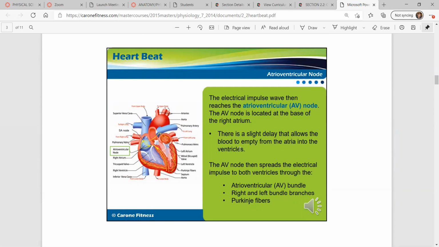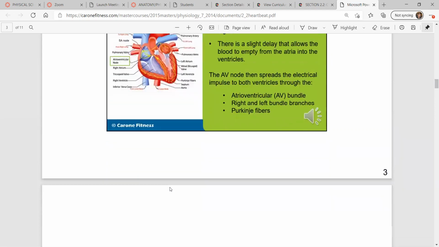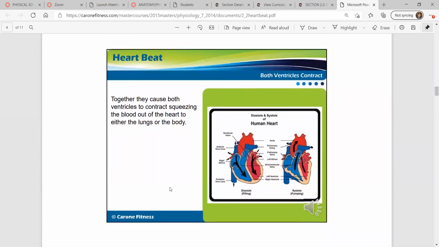The AV node then spreads the electrical impulse to both ventricles through the AV bundle, the right and left bundle branches, and the Purkinje fibers. Together, they cause both ventricles to contract, squeezing the blood out of the heart to either the lungs to be oxygenated or to the body to oxygenate the rest of the body.